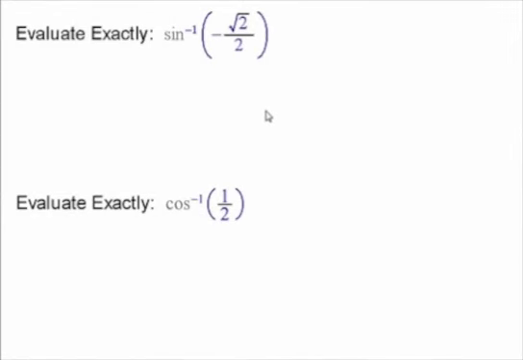This is a couple examples of how to use inverse trigonometric functions. First here we have sine inverse of negative square root of 2 over 2. Now one thing you want to get used to is this is what's called a rationalized form, and for our purposes it's not exactly the best.